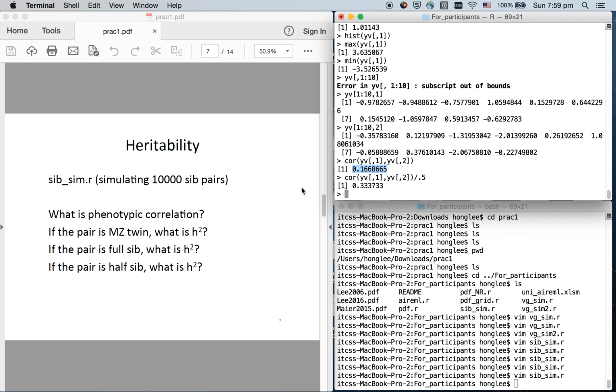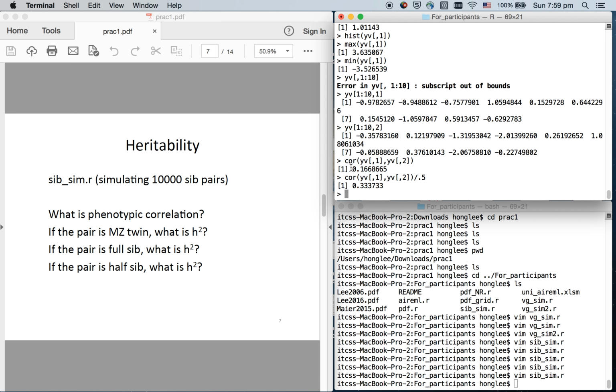Then if the pair is an MZ twin, what is the heritability? And similarly, if the pair is a full sib, what is the heritability? That is what you did here, right? And if the pair is a half sib, then what is the heritability? Can you work it out?